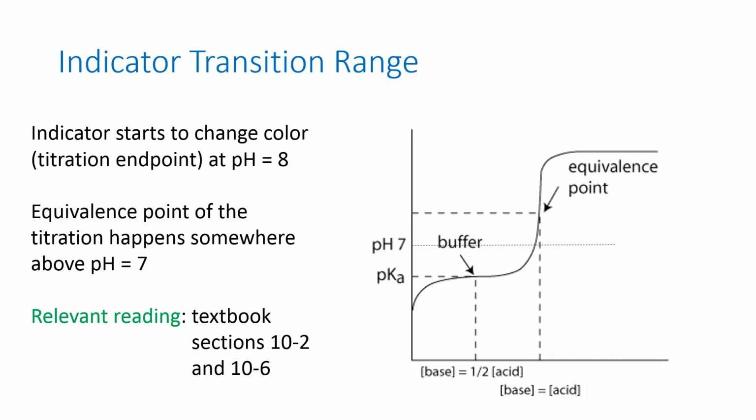Since the slope of a titration curve is always very steep near the equivalence point, it doesn't exactly matter if the endpoint shows up a little before or a little after the equivalence point. Since the slope is so steep, the pH is going to look essentially the same, and so that will minimize the titration error. I'm not going to go all the way into all of this, so your textbook, sections 10.2 for weak acid strong base titrations and 10.6 for indicator function will give you more information.